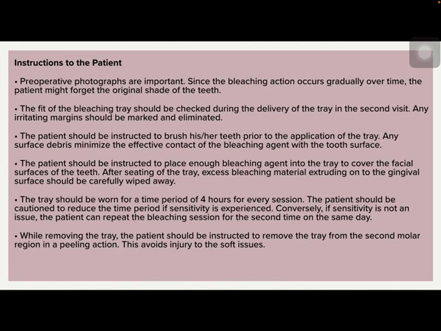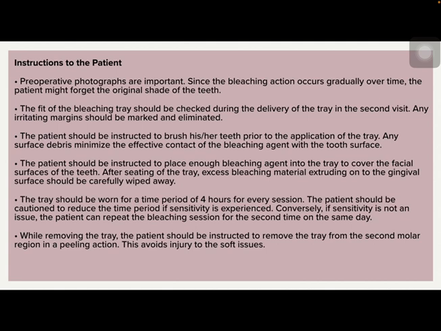In the instructions to the patient, preoperative photographs are very important because bleaching action occurs gradually over time, so the patient might forget the original shade of the teeth. In the second visit of the patient, the fit of the bleaching tray should be checked to avoid irritating margins. The patient should be instructed to brush his or her teeth prior to the application of the tray, as any surface debris minimizes the effective contact of the bleaching agent with the tooth surface.